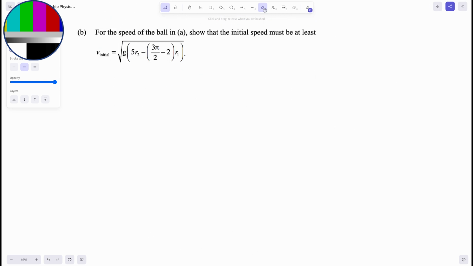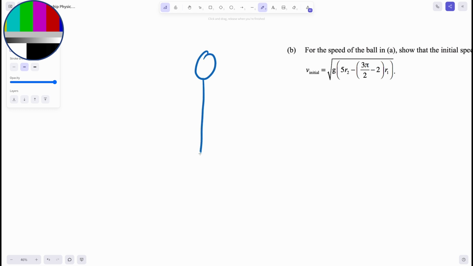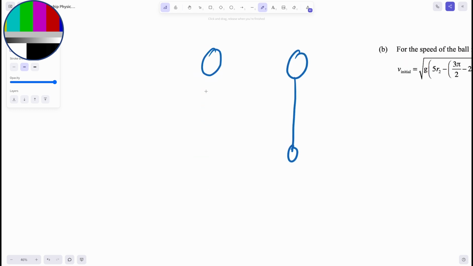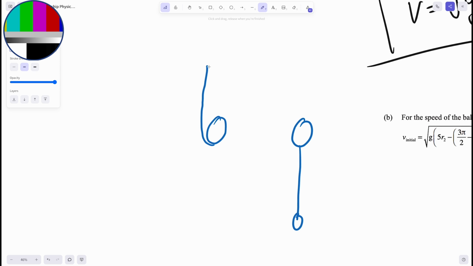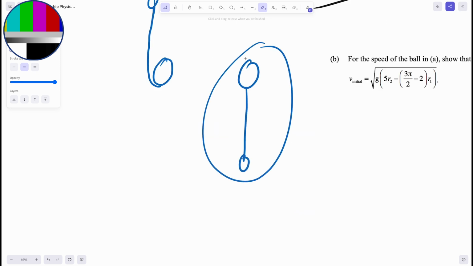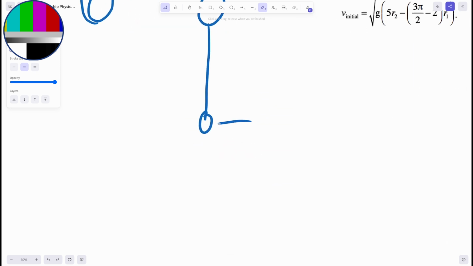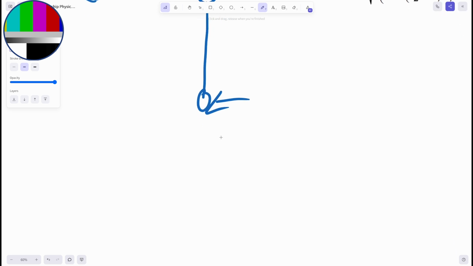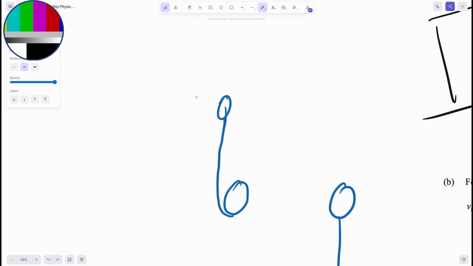There we go. For the speed of the ball in A, show that the initial speed must be at least that equation there. Okay, so for this question, we can use our conservation of energy. If we have our scenario initially, and we have our scenario finally, at this point here, just after the ball is being hit, all the energy is going to be in terms of EK. However, up here, the ball is going to still have some EK, which will make it continue to wrap around, but it's at its highest position, and therefore there is some EP, gravitational potential energy.